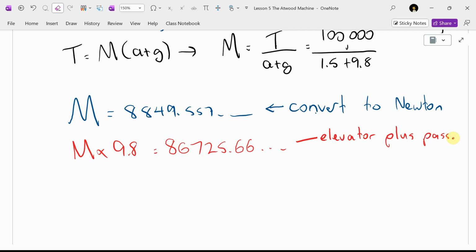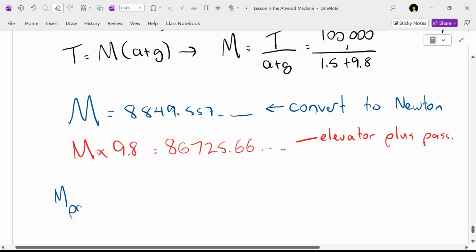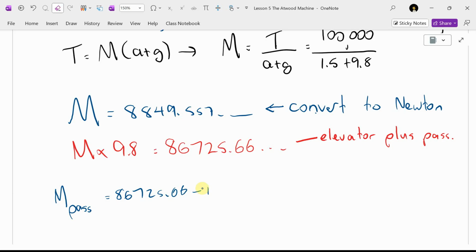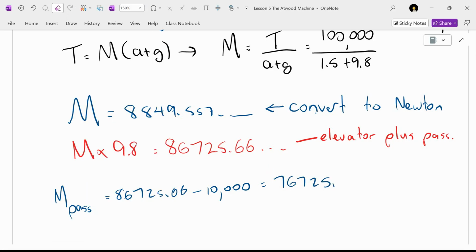Now, that's the elevator plus the passengers. What was the weight in newtons of the elevator? 10,000 newtons. So the weight of the passengers is going to be 86,725.66 minus 10,000 newtons. Again, I'm going to use my answer button. Minus 10,000 newtons, and I have 76,725.66. That's how many newtons for the passengers.